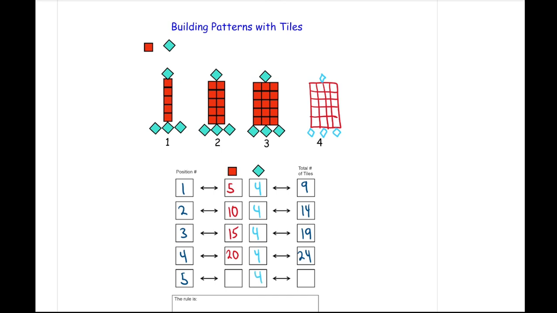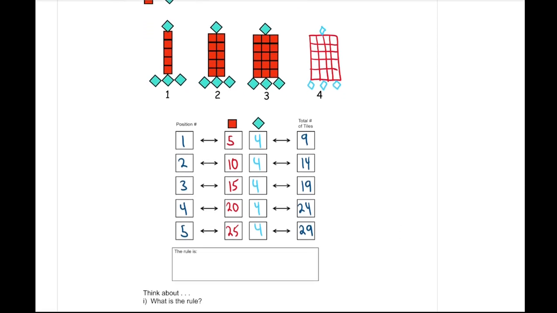The tiles don't change, so we're at 4 teal tiles. And for the red tiles, they increase by 5 every time. So I'm at 25. And in total, I have 29 tiles. So I want to think about what is the rule. And visually now, it's a little bit easier because I can see what is changing every time and what is staying constant. So again, my multiplier is what's changing every time.